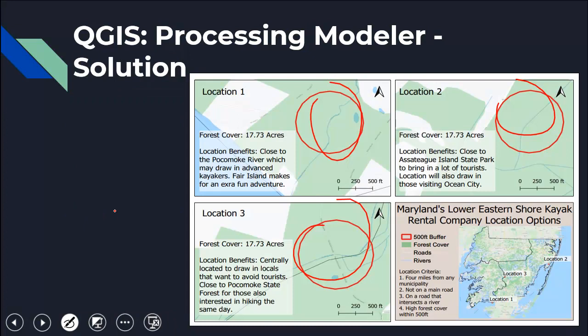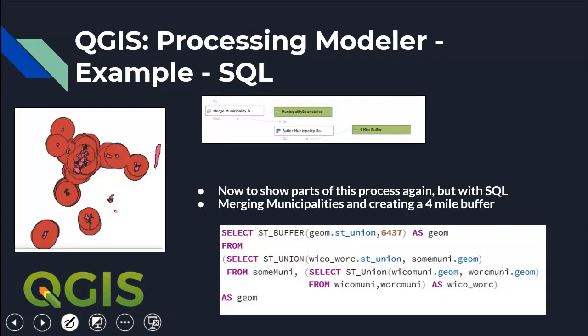Now, as you get a little more advanced, you can use the model builder, which again, my students love. So they've got some merged data. They're merging municipal boundaries, and then they're buffering it by 4 miles. So they get this 4-mile buffer. That's nice to do, and you can see kind of what it looks like here.